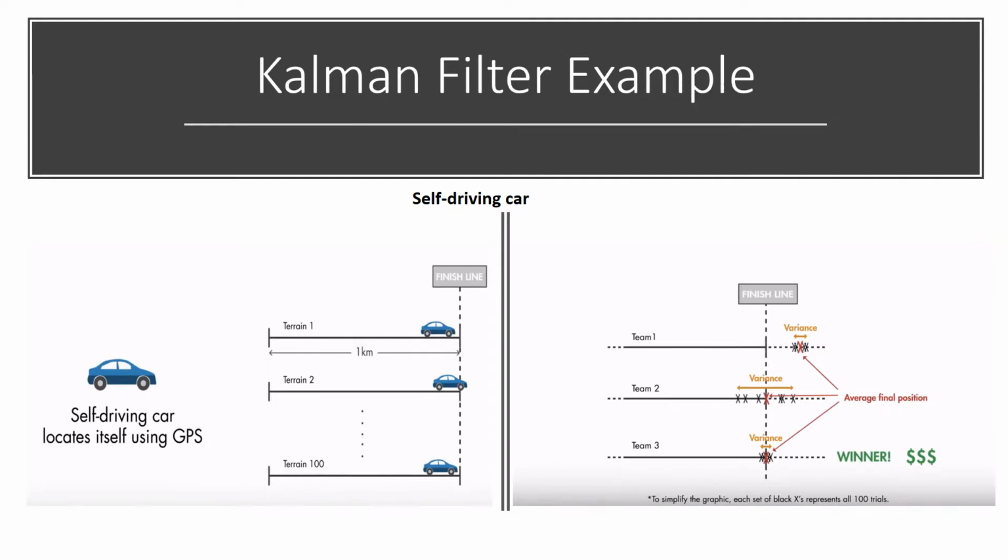So we can say that the average final position, or the variance of the positions of the car under the different scenarios, should be really small, and it should be around the final position of the competition.